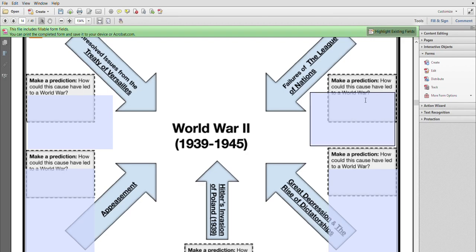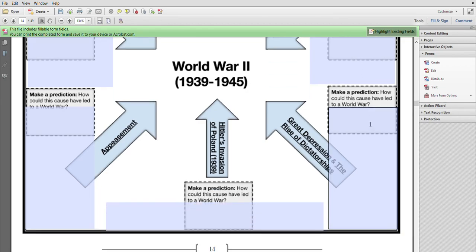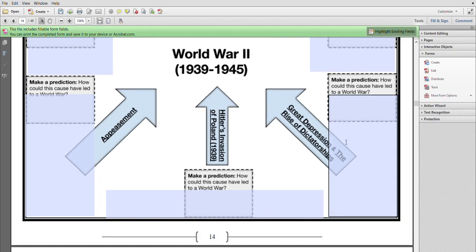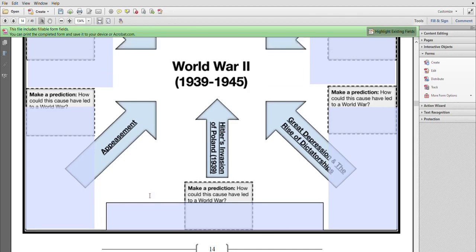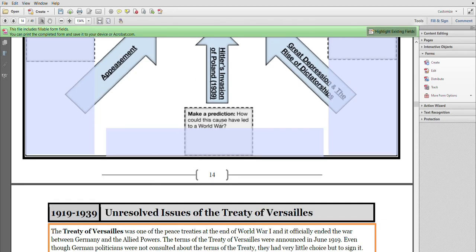Failures of the League of Nations. How could this have been a cause of the war? Great Depression and the rise of dictatorships. How could this have been a cause of World War II? And finally, Hitler's invasion of Poland. How could this have been a cause that led to World War II, or a world war as they put it in a visual?